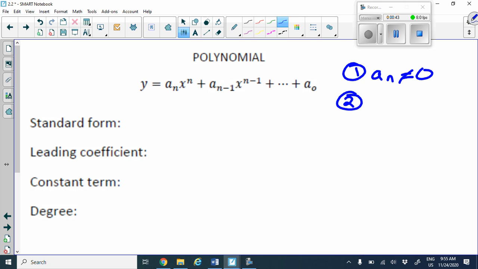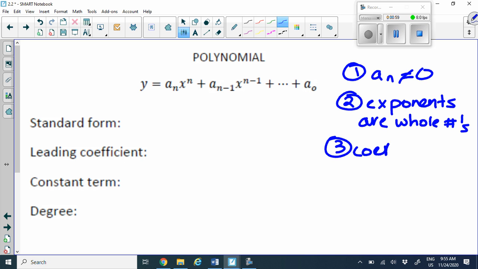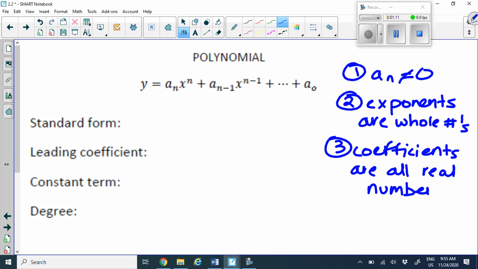2, exponents need to be whole numbers. Okay. And then 3, coefficients are real numbers. So these are the 3 criteria that we need to make sure are satisfied in order to know if a function is a polynomial function.